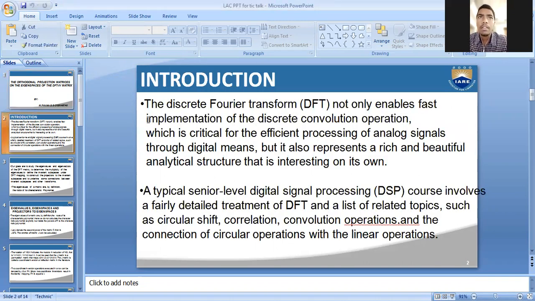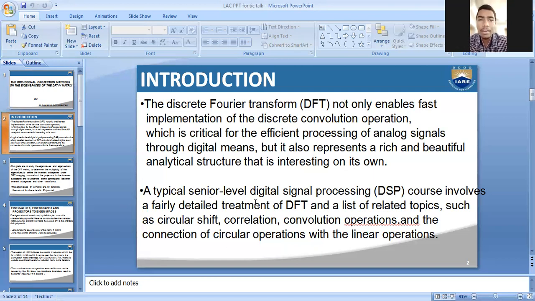Introduction. The discrete Fourier transform, DFT, not only enables fast implementation of the discrete convolution operation, which is critical for the efficient processing of analog signals through digital means, but it also represents a rich and beautiful analytical structure that is interesting on its own.